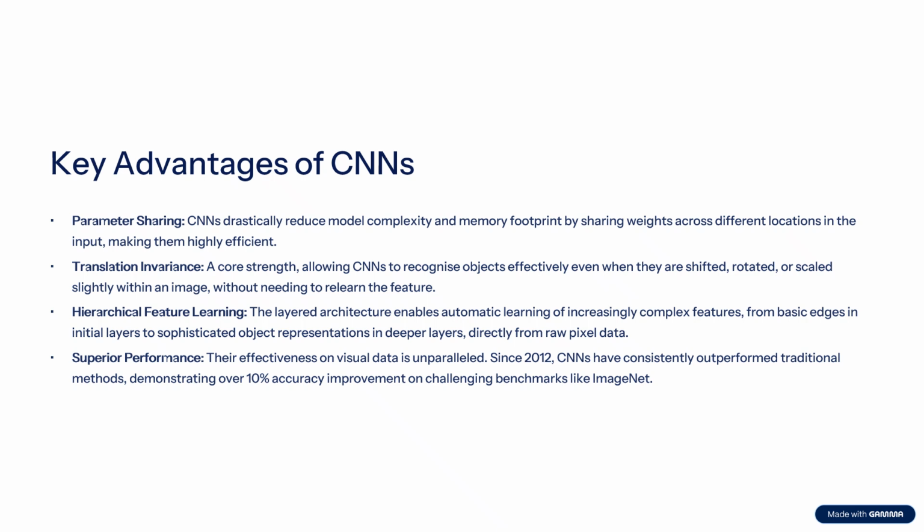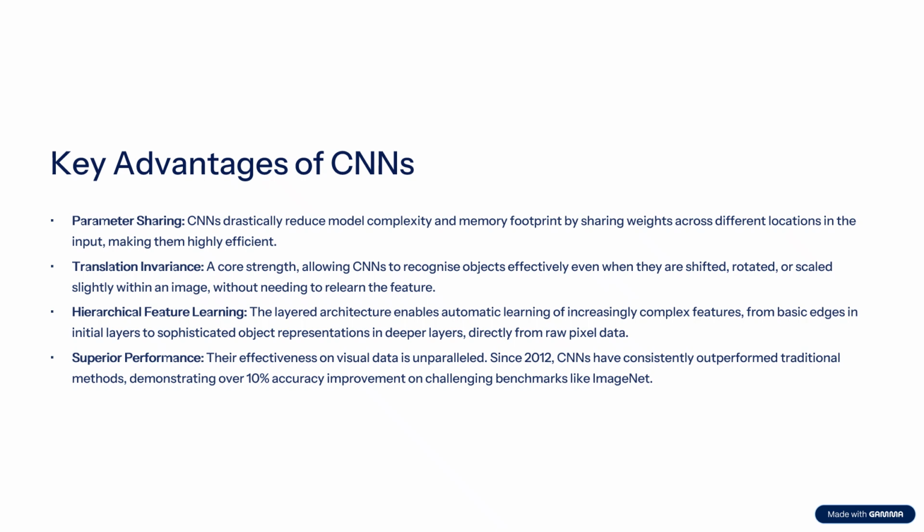Key advantages of CNNs: parameter sharing, translational invariance, hierarchical feature learning, and superior performance. Coming to parameter sharing, CNNs drastically reduce model complexity and memory footprint by sharing weights across different locations in the input, making them highly efficient. Translational invariance, a core strength, allows convolutional neural networks to recognize objects effectively even when they are shifted, rotated, or scaled slightly within an image, without needing to relearn the feature.